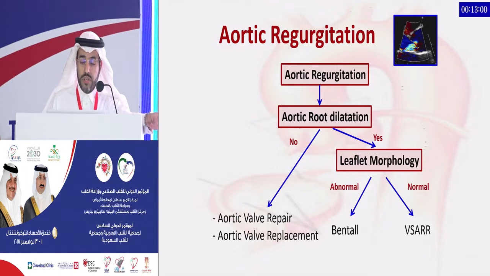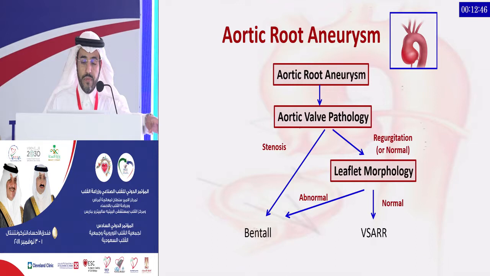If there is an aortic root dilatation, then we have to make sure that the leaflet morphology is normal. If the leaflet morphology is normal, then this patient is going to be a candidate for valve-sparing aortic root procedure. If the leaflet is abnormal, then this patient will probably end up having a Bentall procedure.